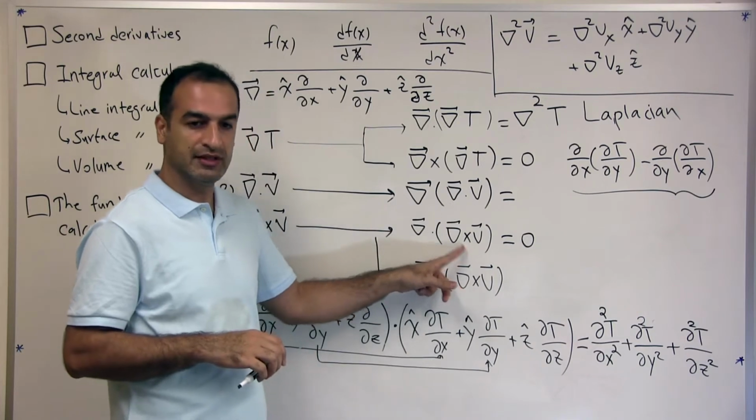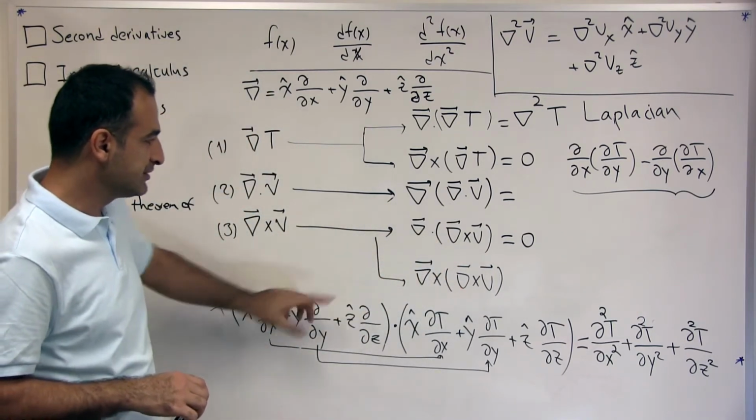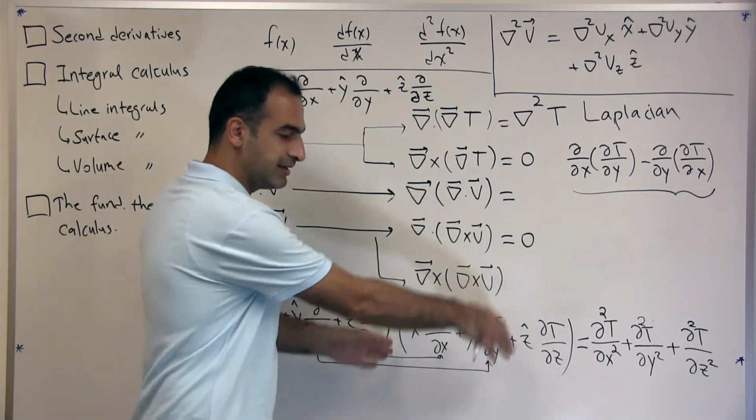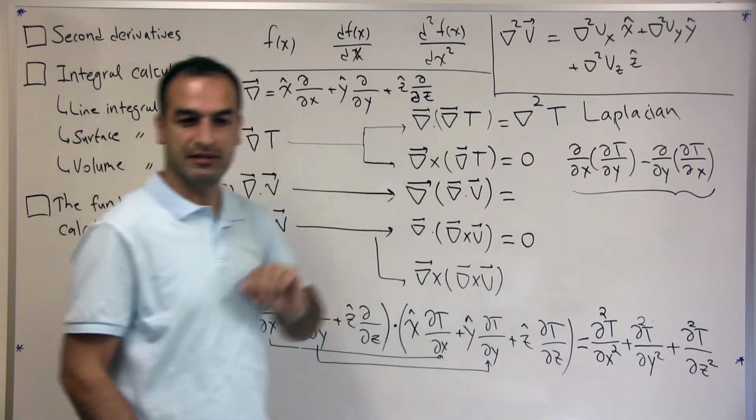Again, to show this, you can expand it. You can do the dot product of this del operator by the curl of V, and that's going to be a determinant. You will end up with terms like this, and then that's going to be 0.